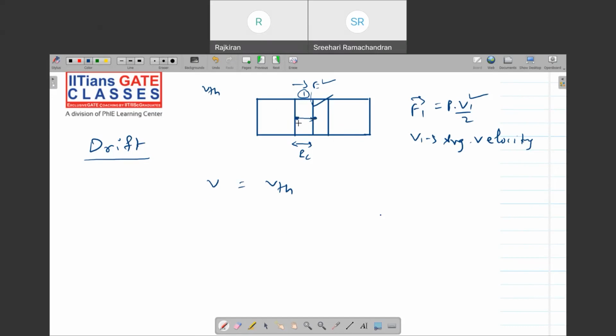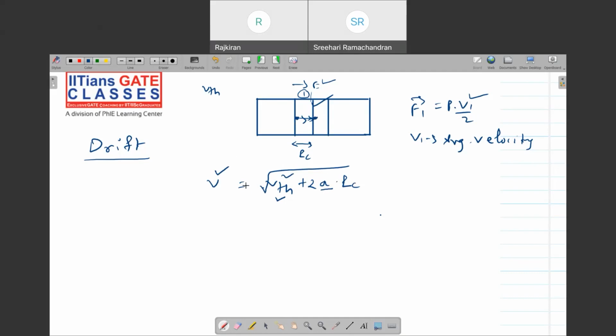So what is the velocity gained by this particle after it travels a distance LC? Whenever a particle travels a distance LC and reaches here, what is the velocity gained by that particle? That is my question. That will be the initial velocity. So we know v final square is equal to v initial square plus 2 into acceleration into LC. This is simple mechanics, right? This is my initial velocity, this is my final velocity, and this is the acceleration against the field. So when it travels a distance LC, this is the velocity at this point.